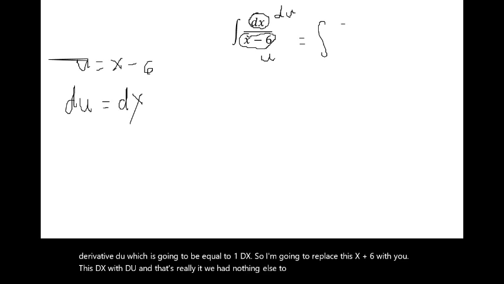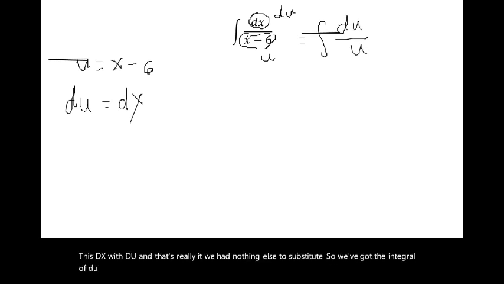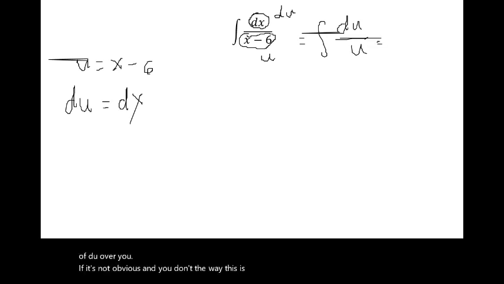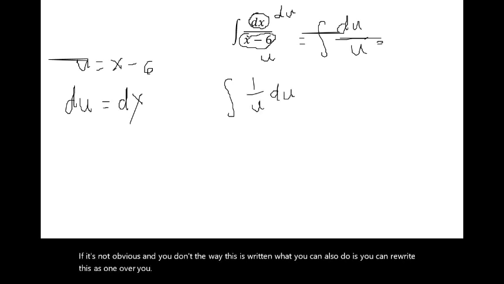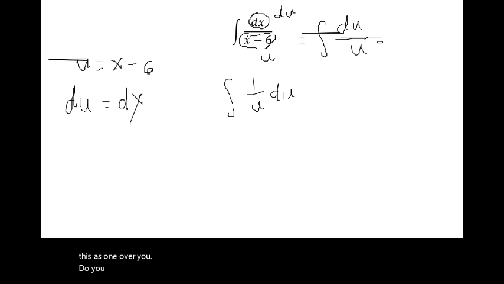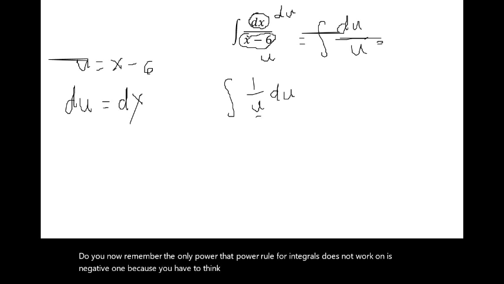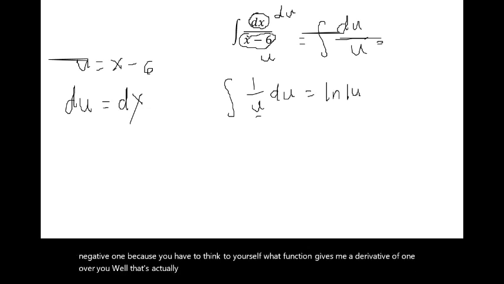So we've got the integral of du over u. If it's not obvious and you don't like the way this is written, what you can also do is rewrite this as 1 over u du. Now remember, the only power that the power rule for integrals does not work on is -1. Because you have to think to yourself, what function gives me a derivative of 1 over u? Well, that's actually natural log. So the natural log of the absolute value of u plus c is going to be our integral.